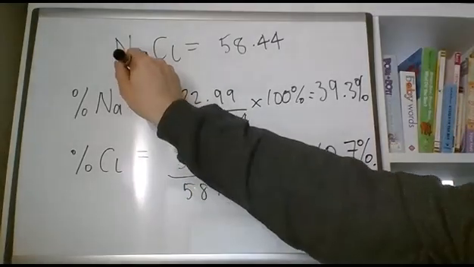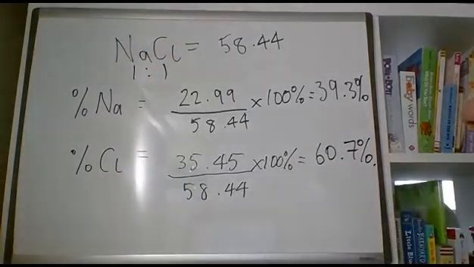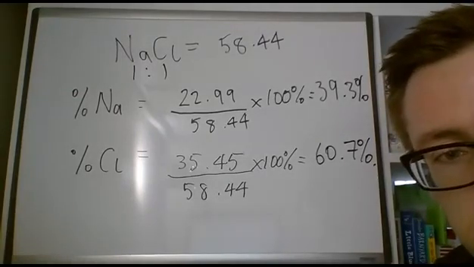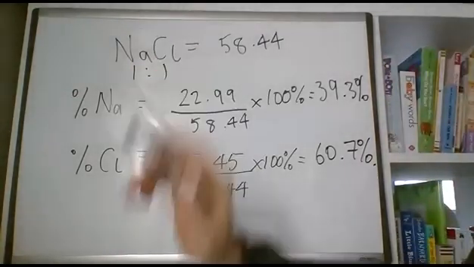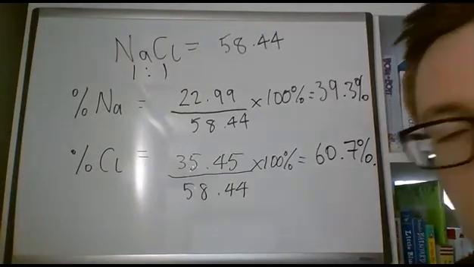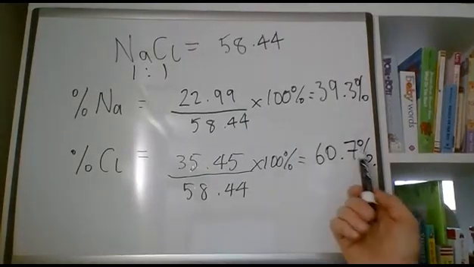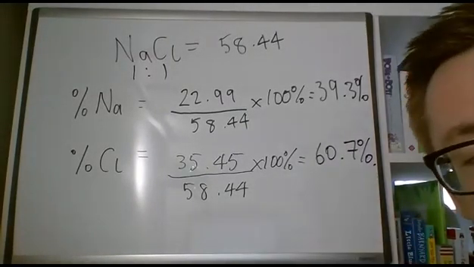So although they're in a 1-to-1 mole ratio, they're not in a 1-to-1 mass ratio. And that makes sense because they don't have the same mass. They don't contribute equally to the mass. So although they're in a 1-to-1 mole ratio, it's dominated by Cl minus.